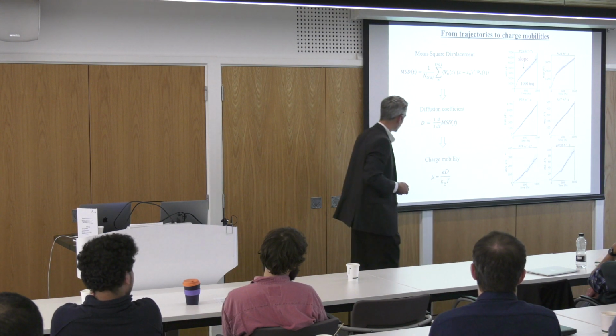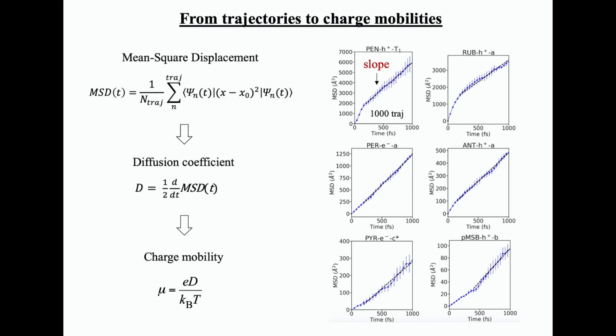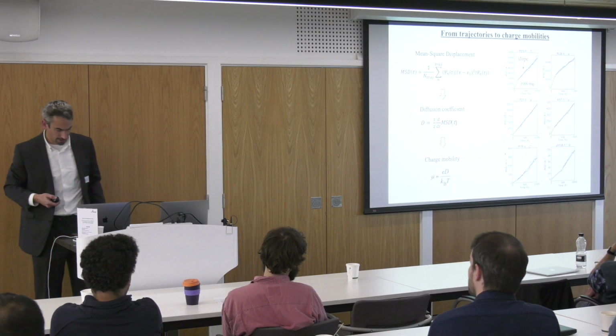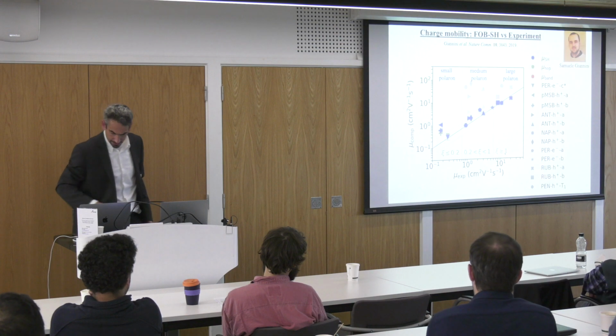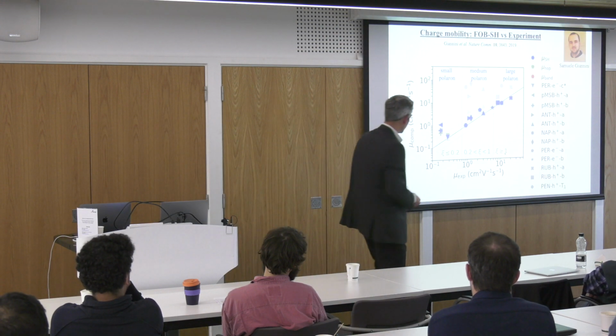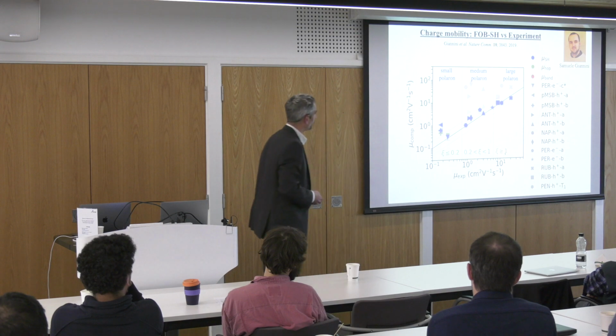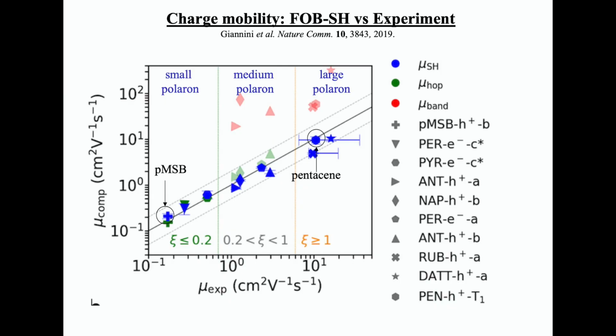Now, from this, of course, it's easy to get the diffusion constant and the charge mobility, and then we plot it against experiments. So you see the agreement here, this is our dynamics, all in blue, is extremely good. The problem here is, of course, that some of the experimental values also have pretty large error bars. For pentacene in particular, you have values between, let's say, 5 and 30 in the literature. So we usually go somewhere in the middle.